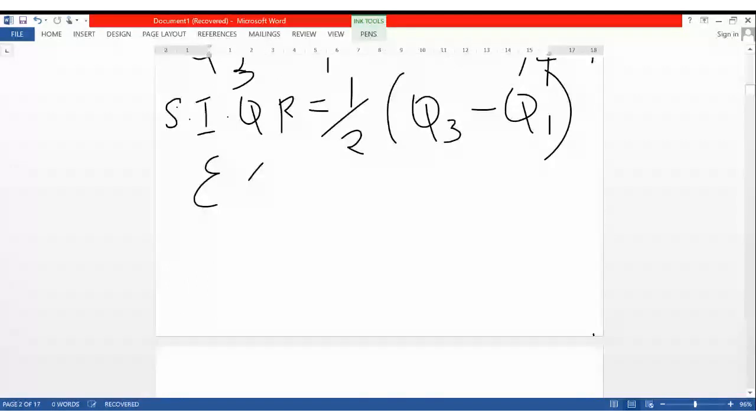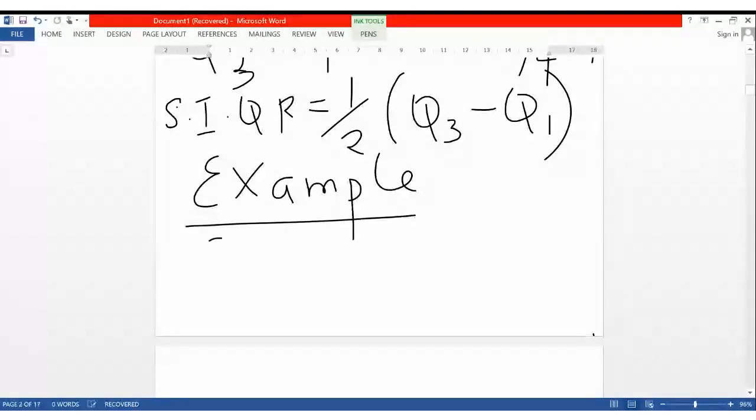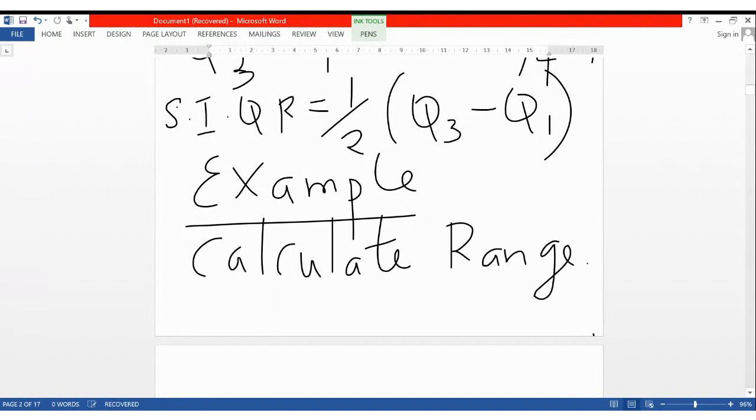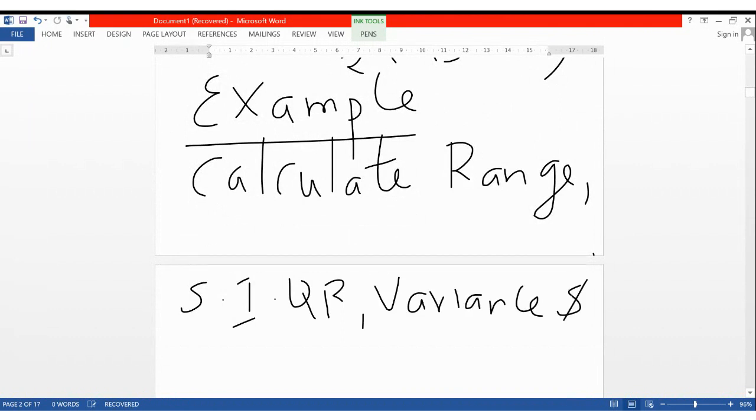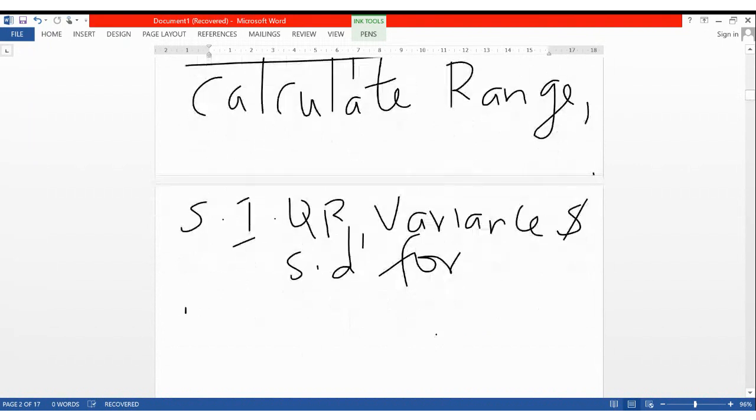Calculate the range, the semi-interquartile range, the variance, and SD. Calculate all those four for this data here: 1, 2, 3, 5, 7, and 8.